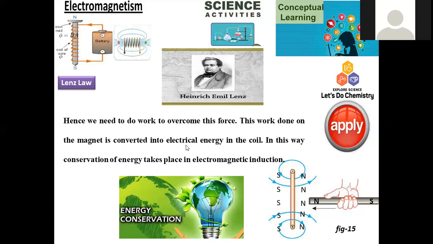The work done on the magnet is converted into electrical energy in the coil. Whatever force is operating in order to avoid the repulsive forces is in turn converted into electrical energy, and that is denoted as mechanical energy. The work applied from the external source to minimize the repulsive forces between north pole and north pole, called mechanical energy, is in turn converted into electrical energy, which is the opposing force minimizing the repulsions. In this way, conservation of energy takes place in electromagnetic induction.